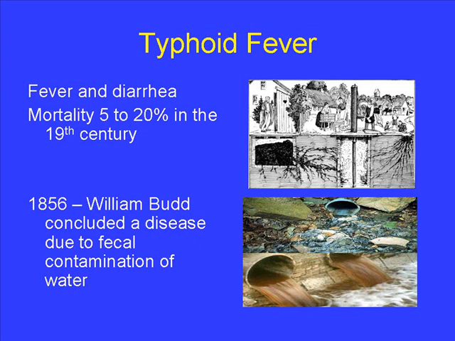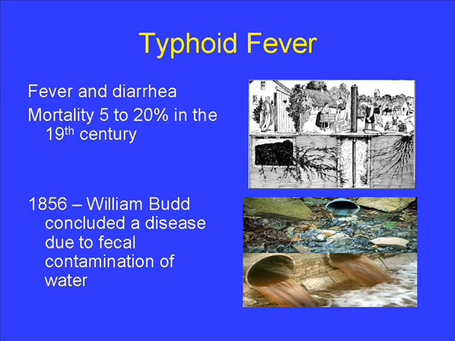Now, there were a number of contagious diseases that continued in the first 2 decades, and this reflects the experience in the Nickle Wing between 1900 and 1922. Now, typhoid fever is characterized by fever and diarrhea, and during the 19th century, throughout North America, the mortality would range from 5 to 20%.